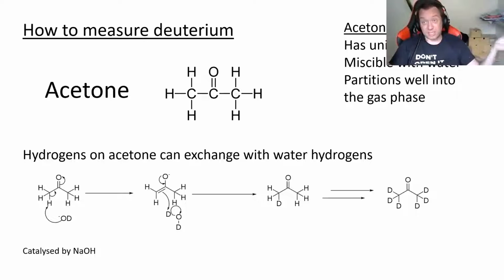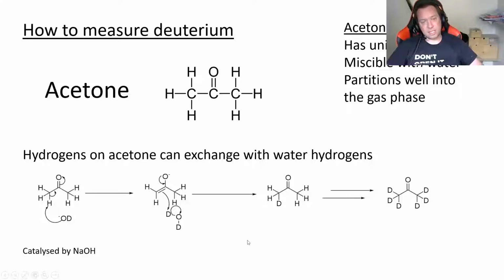either cell culture media, serum, or deuterated water itself for making a standard curve. And it partitions really well into the gas phase, as anyone who's opened a bottle of nail varnish remover will know, because you can smell it really strongly. And so this makes it perfect. And what we do is we catalyze with sodium hydroxide the exchange of the deuterium from the hydroxyl ions of water with the hydrogens of the acetone.